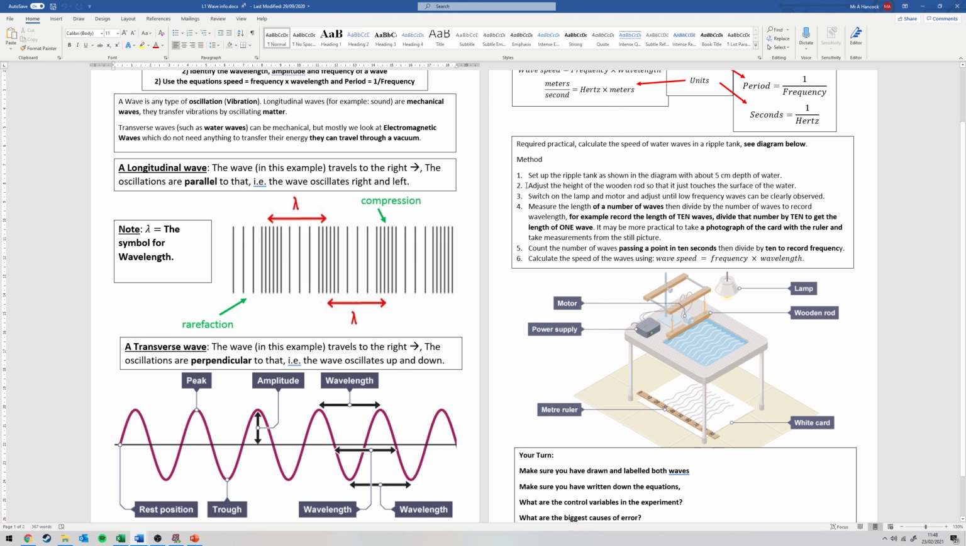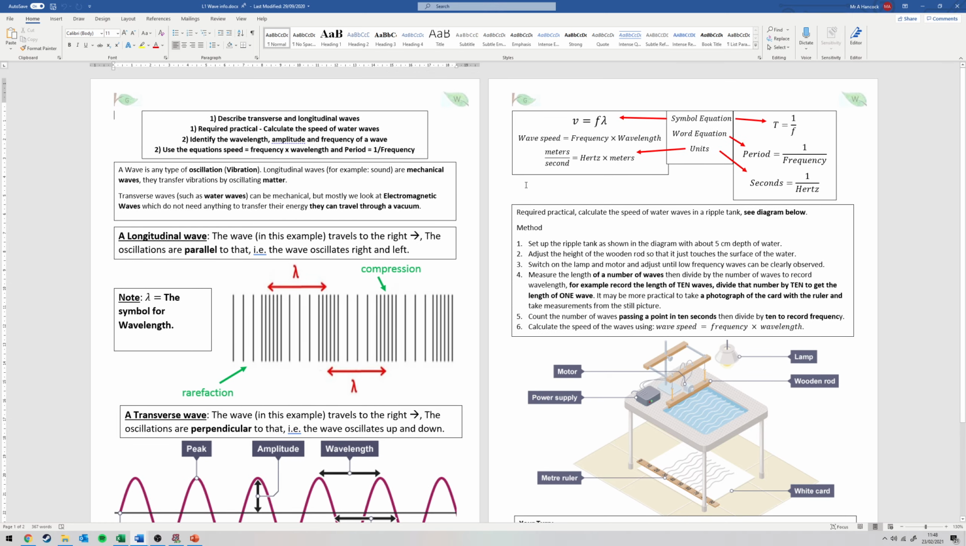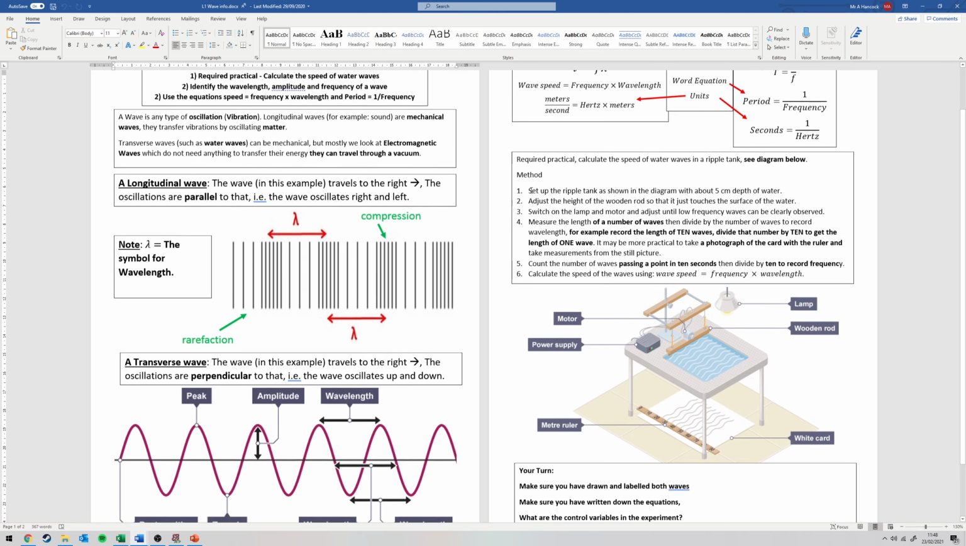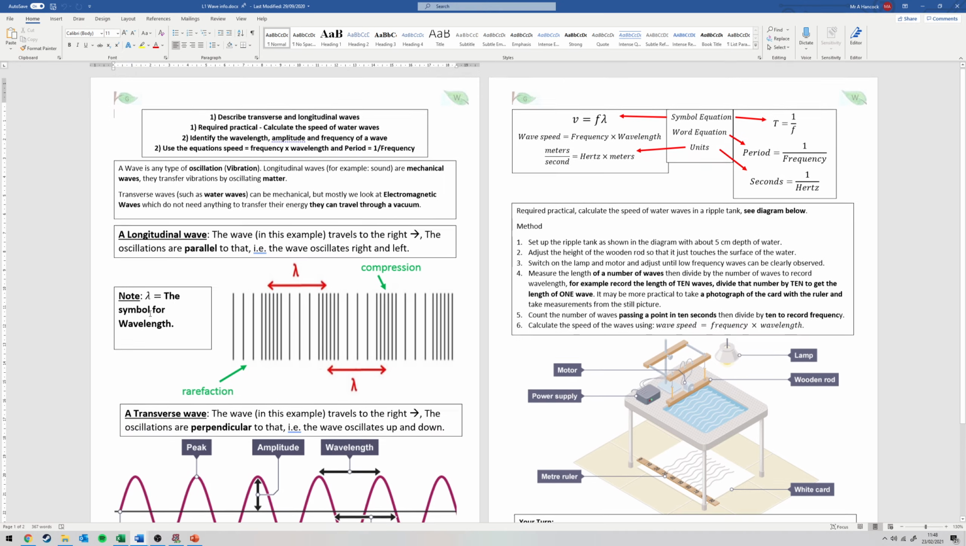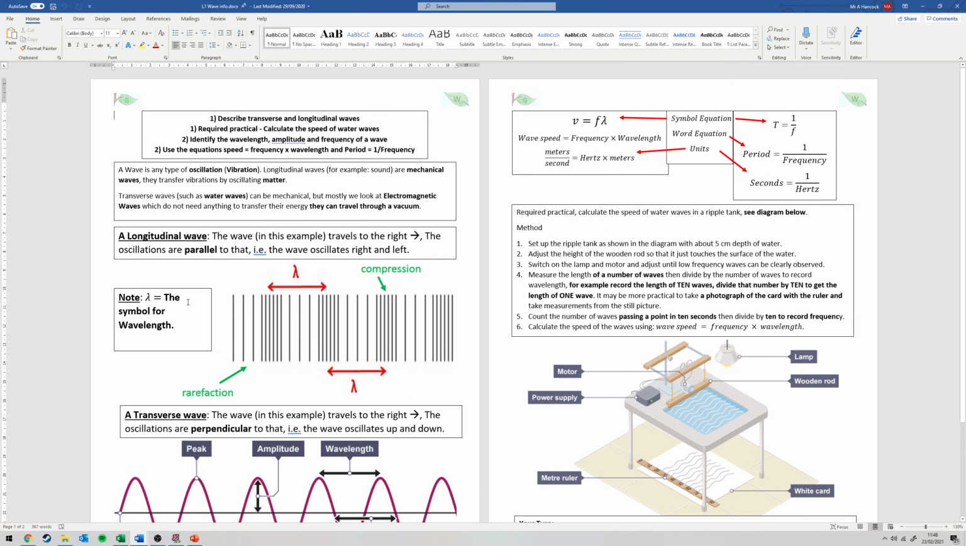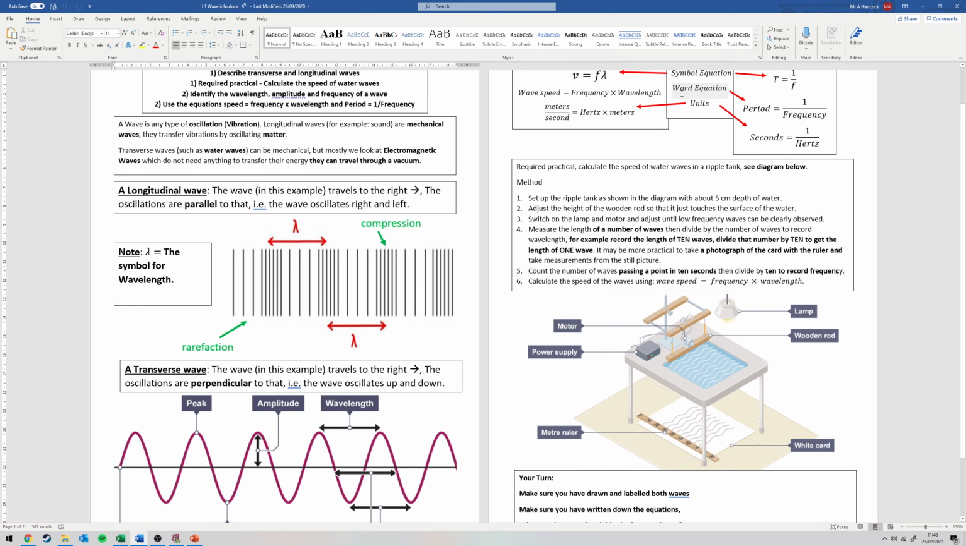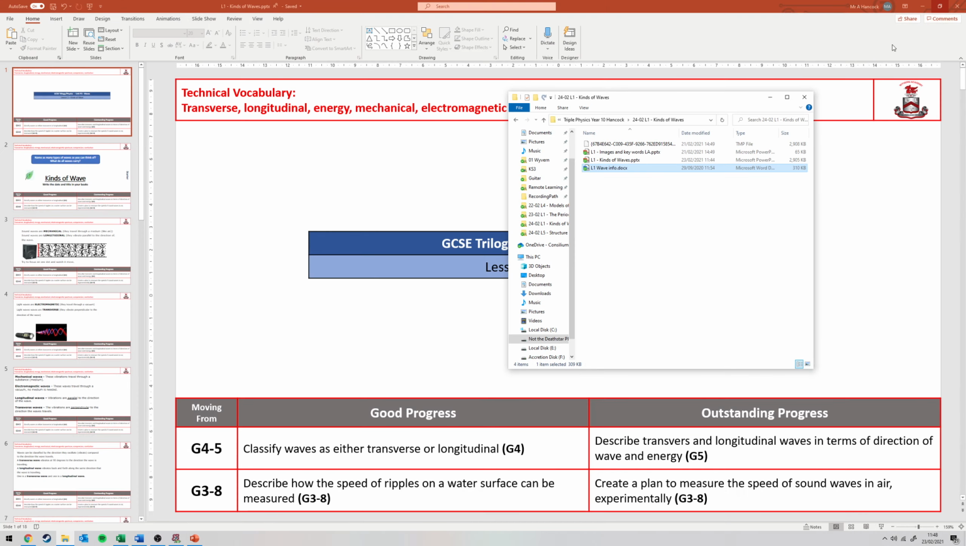You'll see quite a lot of this should be familiar. It comes from what we've done already in Key Stage 3. But before we can move on to the rest of the topic, you've got to make sure you absolutely know the difference between longitudinal and transverse waves, how to draw them, how to measure their wavelength, etc. And after that we'll move on to wave speed and the required practical. So I'm just going to move straight onto it.